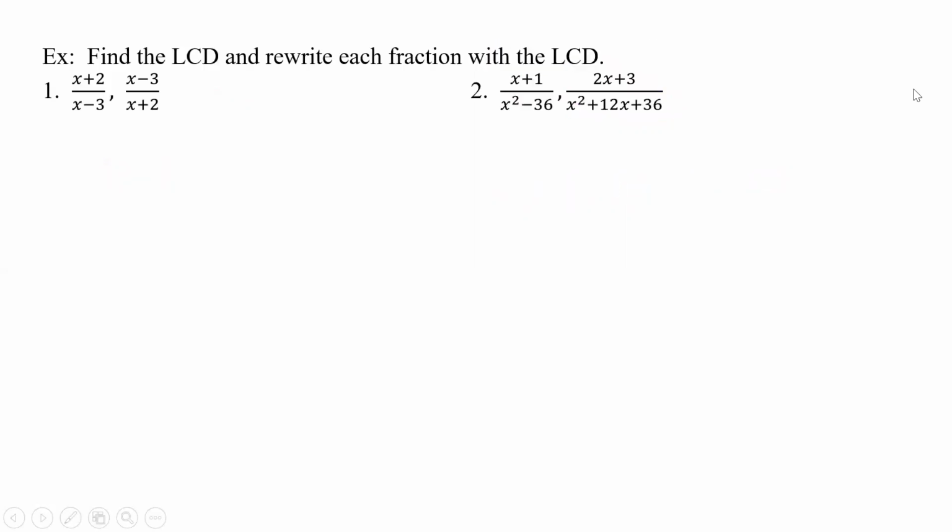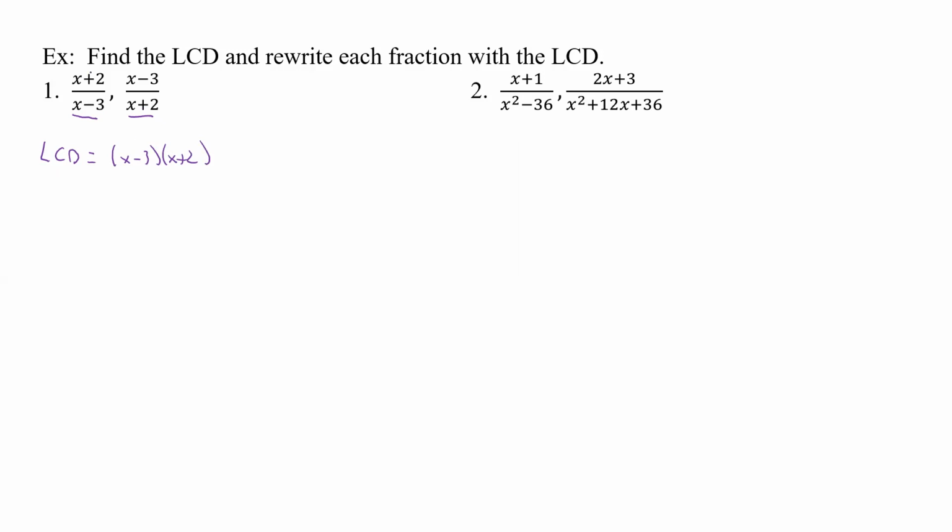All right, so here what we're doing is we're finding the LCD, and then we have to rewrite each of the rational expressions with that new LCD. So if we look here on our two rational expressions, we have an x minus 3 and an x plus 2. All right, well, neither one of those can be factored, and so our LCD is just going to be each of those factors, x minus 3 times x plus 2. Okay. And so that's the LCD now.